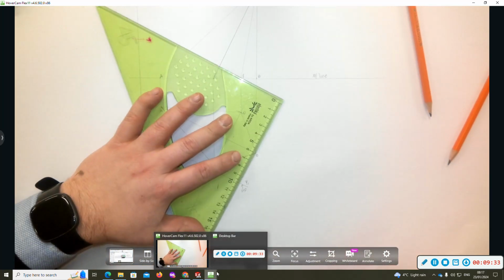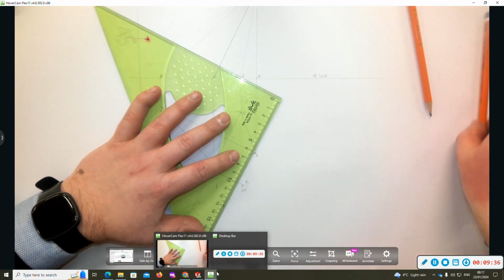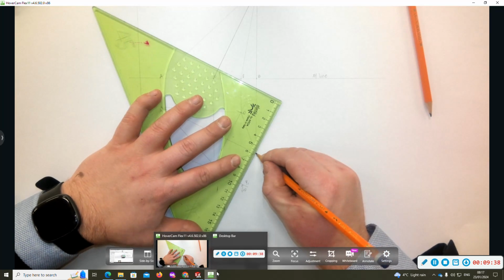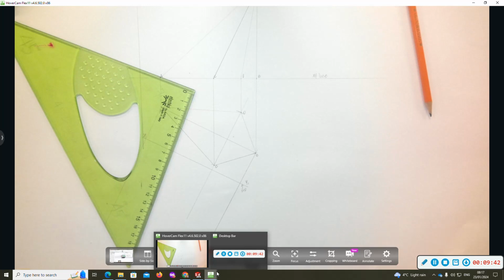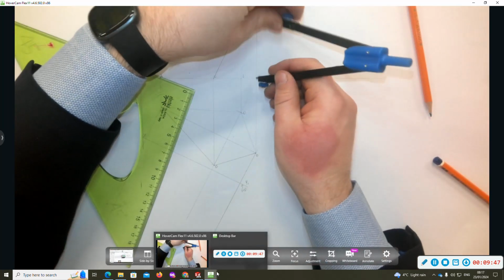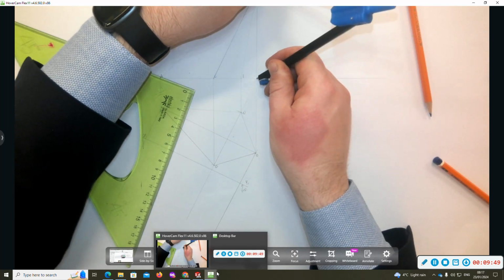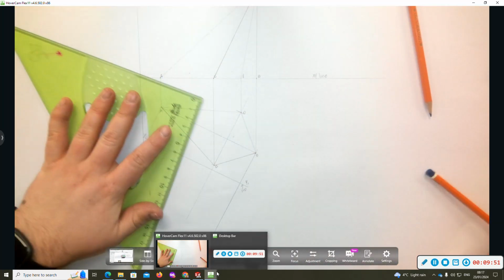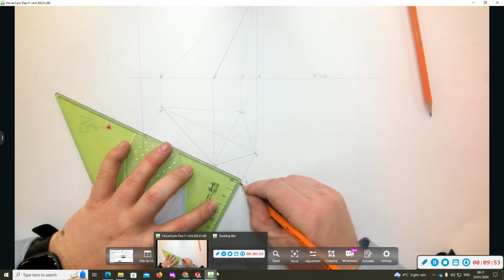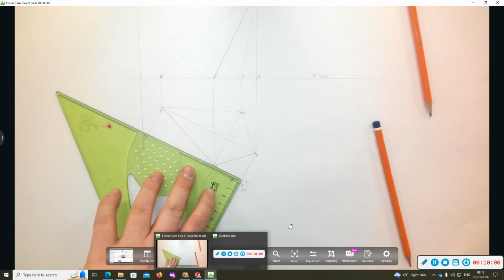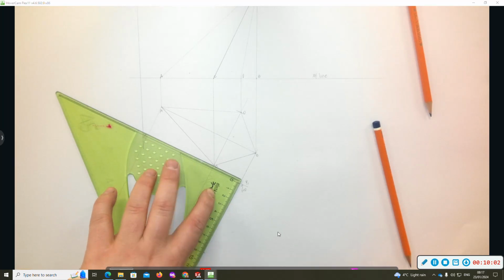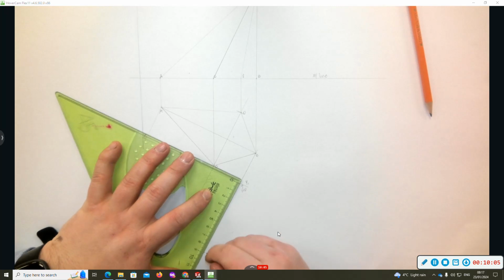So the only height I need to take is point B, because the rest of them are all on the XY line. So the height of point B from elevation, I can take with my compass like this, or I can just mark it up. The distance is 90. So I can mark 90 down there. This is B1.